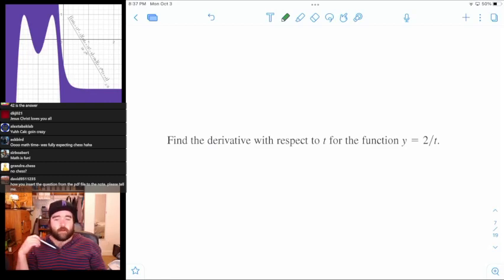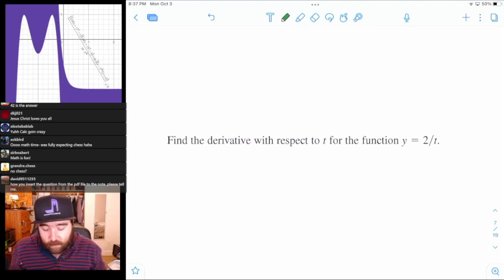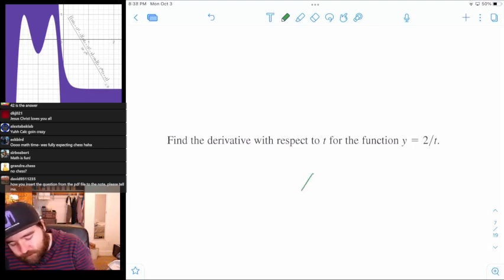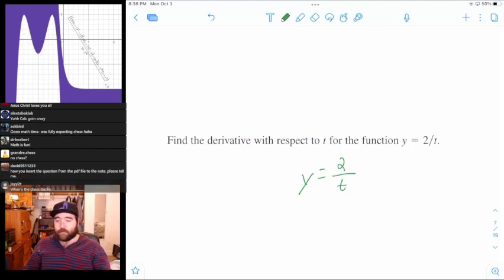So we're finding another derivative, this time with respect to t. But notice that's just because we're using t as the variable. Normally when we take the derivative, we're taking the derivative with respect to x. But here it's t because our function's on t. So first off, we definitely just want to rewrite the function a little bit and make it look better. Because that's just 2 over t.